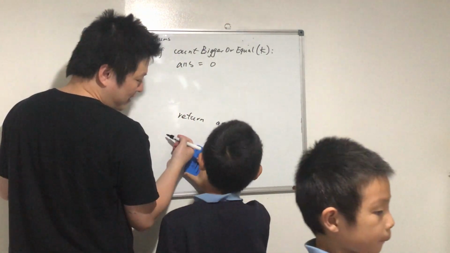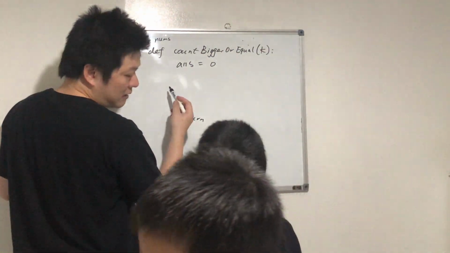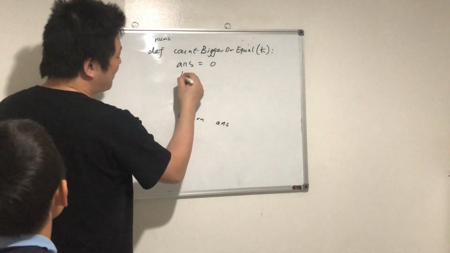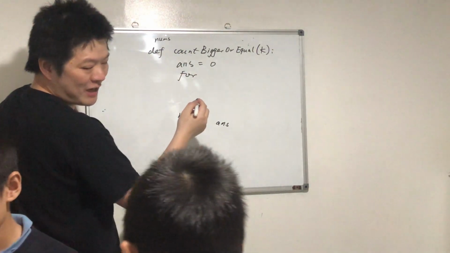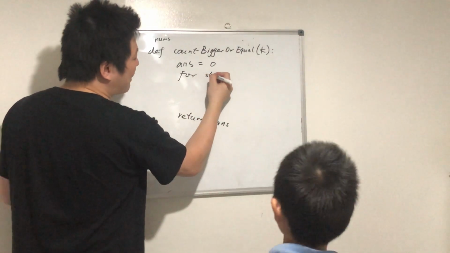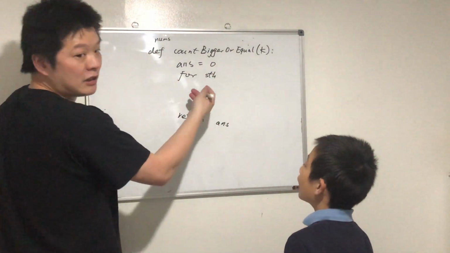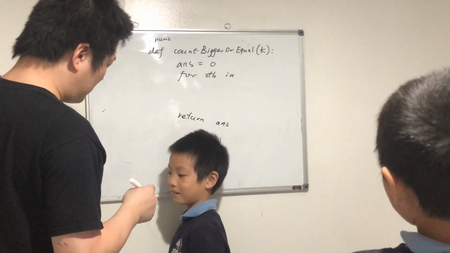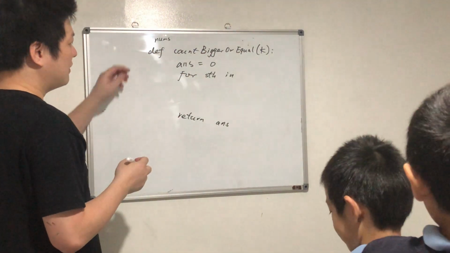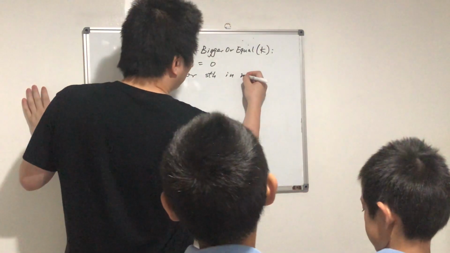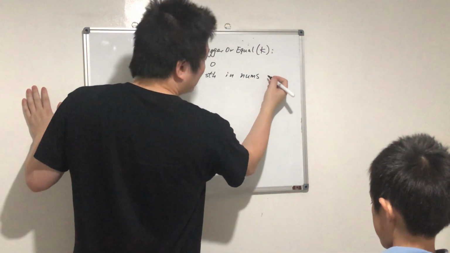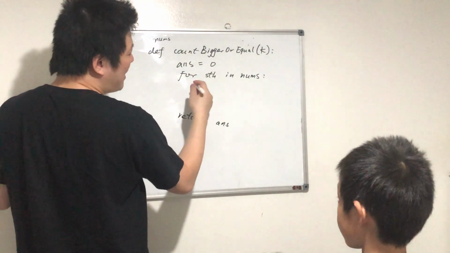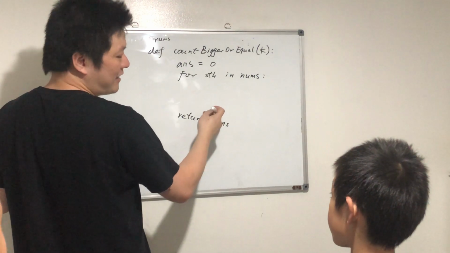How can I do it? Do you know how I can go through the numbers? For, for what? For something, a variable. For something in what? In nums. Okay, and then colon. And then how do we count how many numbers are bigger than or equal to k? So what's next here?